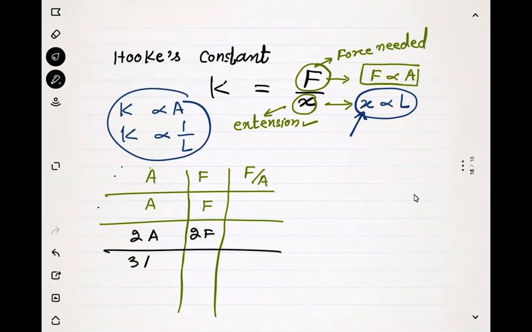If the area is tripled, the force will also become triple. If the area is made 4 times, the force will also become 4 times. This is within the limits of proportionality. Yet, for basic understanding, this is the relation.